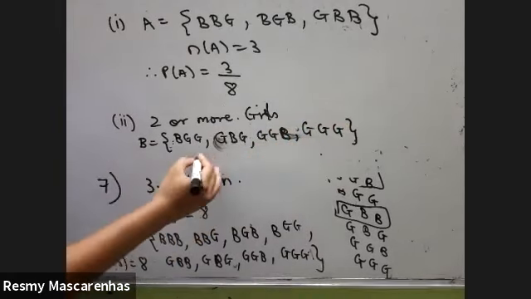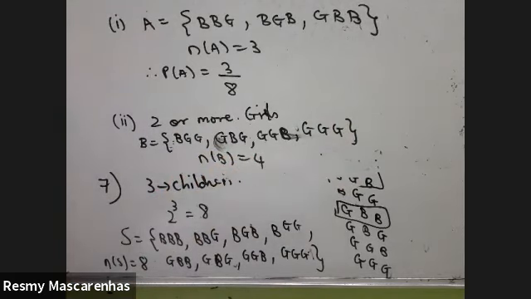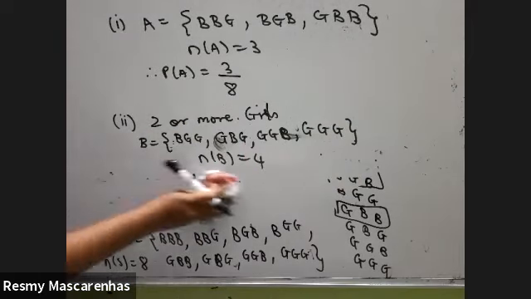So n of B is 4. So your probability is 4 upon 8, which is half.